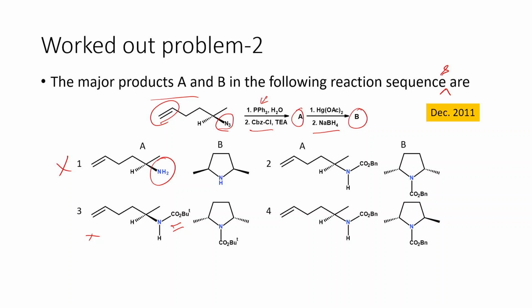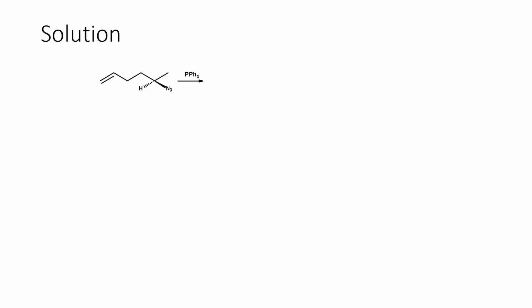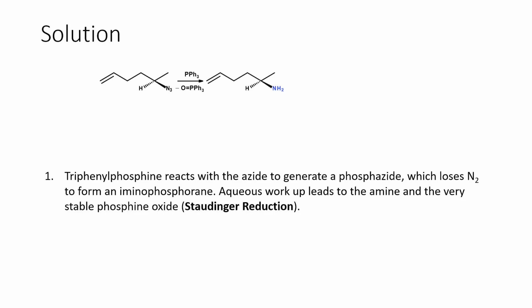And the next step is that the final product B has only different stereochemistry between the options. So that means we have to see how the reaction actually proceeds, and based on the starting intermediate's stereochemistry, we can figure out how the reaction will proceed. So let us look at the first step. The first step is nothing but the reduction of the azide unit by the triphenylphosphine.